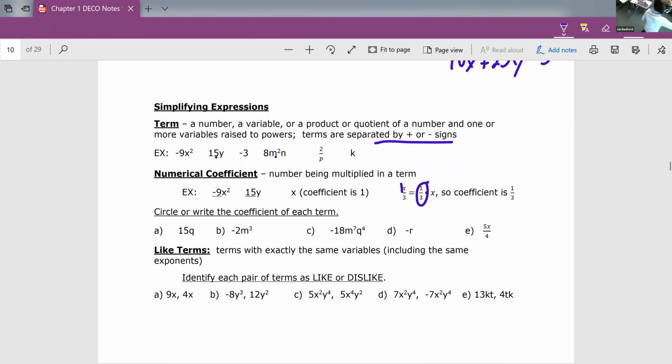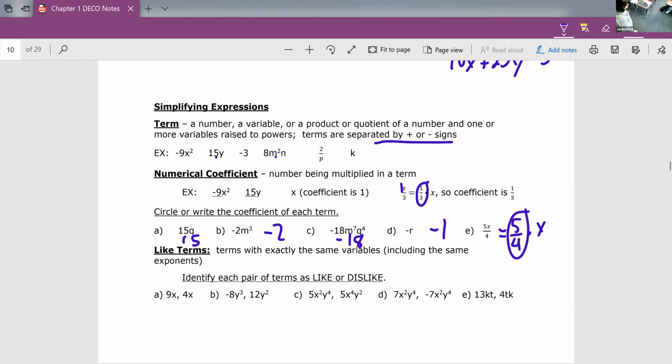So let's see if we can find the coefficient in each of these terms. What would be the coefficient on A? 15. What's the coefficient on B? -2. How about on C? -18. What about on D? -1. And E is? 5/4. Good. Remember, this is the same thing as 5/4 times x. So the 5/4 is the coefficient. Okay.